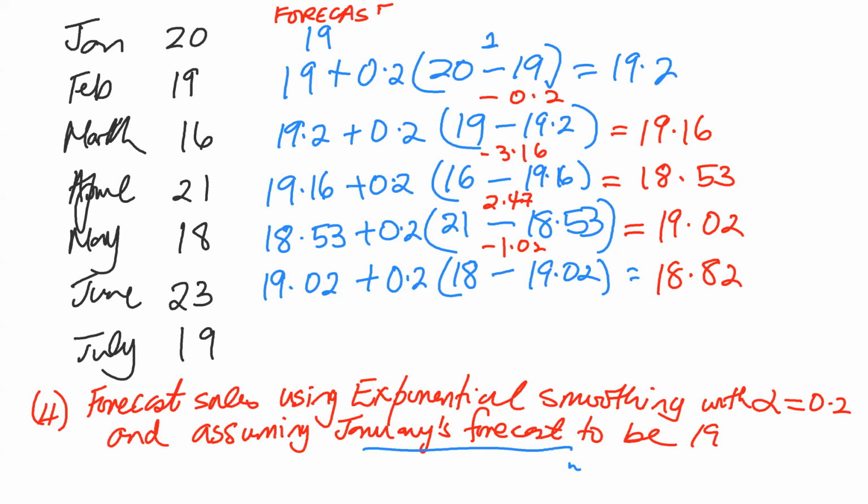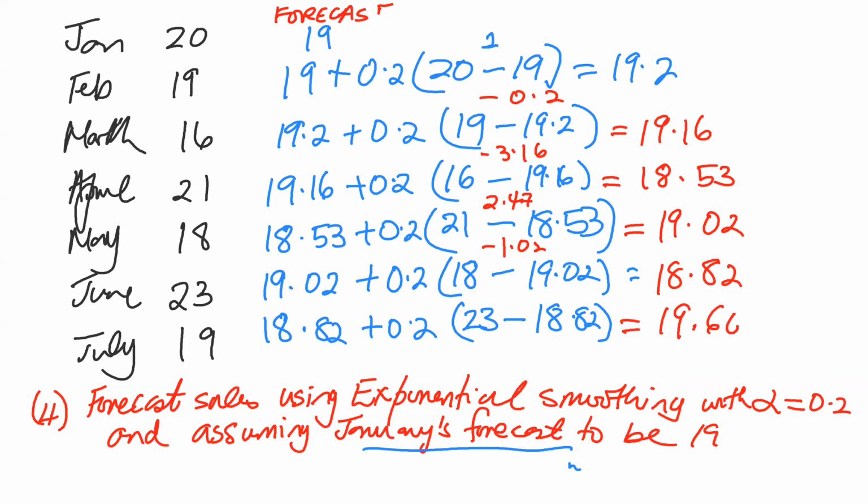And lastly, we get to the last one, which is July. So it's the last forecast, 18.82 plus 0.2 times your immediate past observation, which is 23, minus your immediate past forecast, which is 18.82. Again, you work your PEMDAS or BODMAS: brackets first, then multiplication, division, addition, subtraction. So it's 23 minus 18.82, that gives you 4.18. You multiply 4.18 by 0.2, you get 0.836. So you add 0.836 to 18.82, and your last forecast is 19.66. Again, it would be 19.656, but I'm rounding to 2 decimal places.